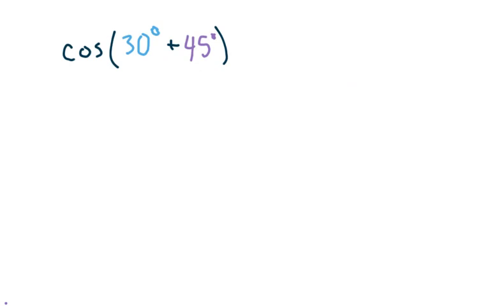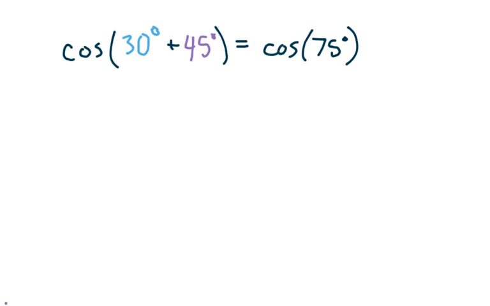Let's say that I want to find the cosine of the sum of these two angles, 30 degrees and 45 degrees. For one thing, we should be able to see that the sum of these two angles is easy for us to do, and that you'll end up with 75 degrees if you add 30 and 45 degrees. But we don't know the cosine of 75 degrees, right?